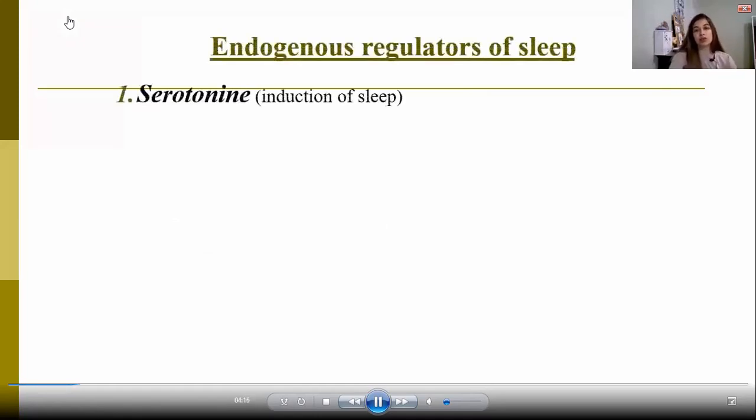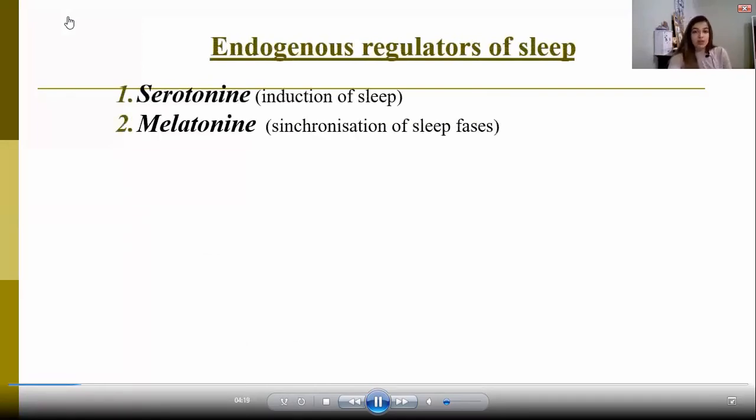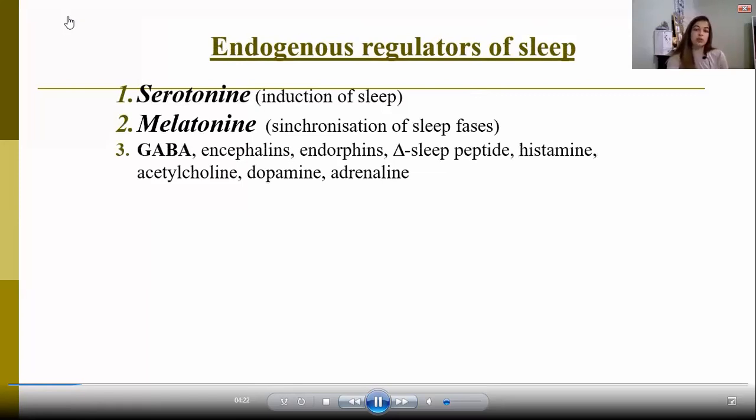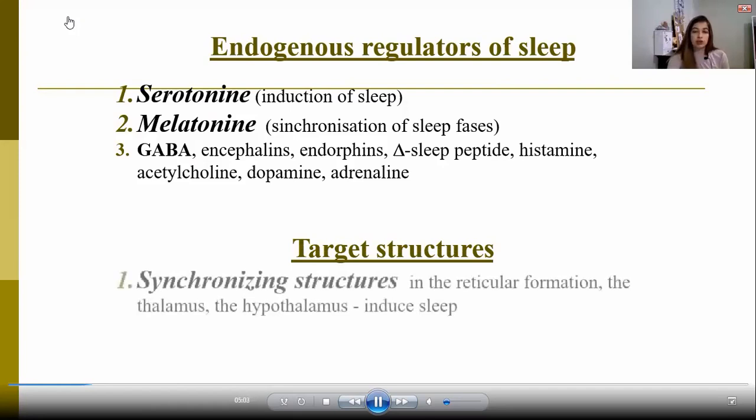What are the endogenous regulators of sleep? They are different mediators in our CNS. For example, serotonin is responsible for induction of sleep. One very important thing is melatonin, which is responsible for synchronization of sleep phases, that is, rapid eye movement sleep and slow sleep. Then gamma-aminobutyric acid, GABA, encephalins, endorphins, delta sleep peptide, histamine, acetylcholine, dopamine, and adrenaline also play some roles. And there are target structures of our brain which are responsible for sleep, in which those mediators work and play their roles.